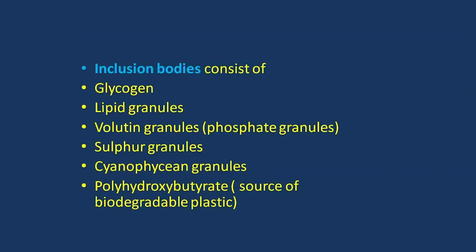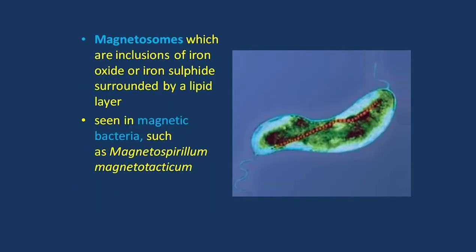Inclusion bodies. Inclusion bodies consist of reserved food materials such as glycogen, lipid granules, volutin granules or phosphate granules, sulfur granules, cyanophycin granules, which are found in cyanobacteria, and polyhydroxybutyrate, which is biodegradable plastic. Magnetosomes. These are inclusions of iron oxide or iron sulfide surrounded by a lipid layer. They are seen in magnetic bacteria such as Magnetospirillum magnetotacticum. They help the bacteria to orient in the north-south direction.